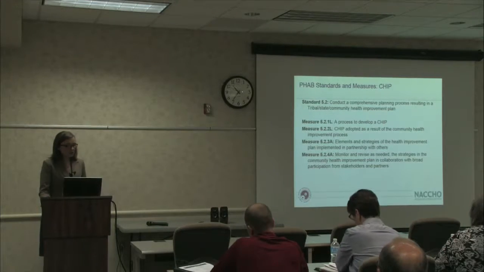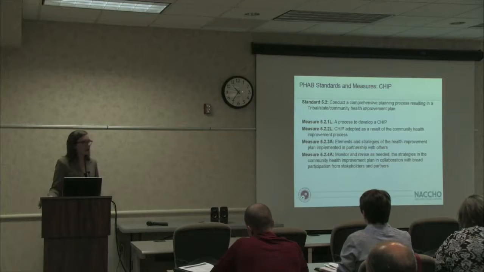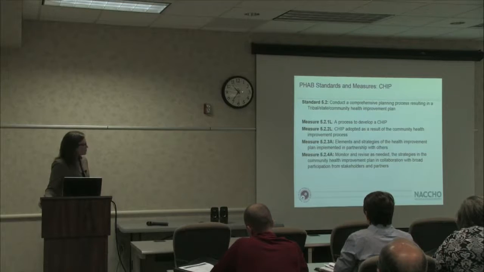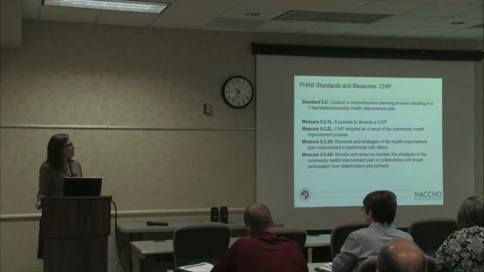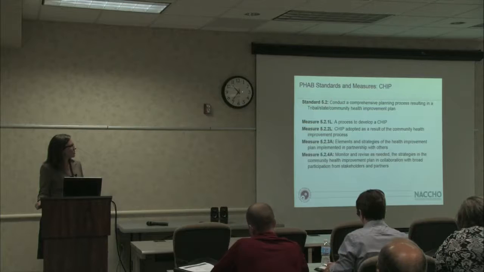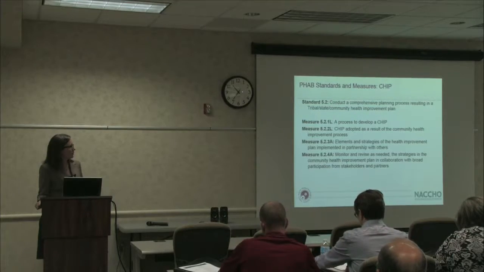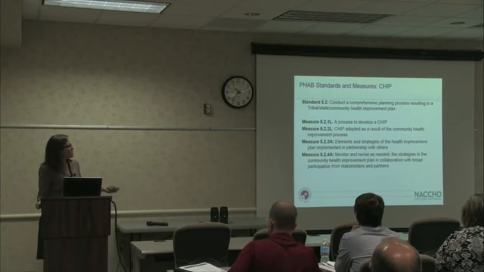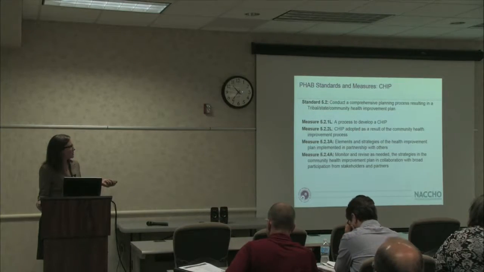So as I said earlier, standard 5.2 is where FAB couches the CHIP. The overall standard is to conduct a comprehensive planning process resulting in a tribal, state, or community health improvement plan. The first two measures here are just for locals, but there are measures for tribal health departments that are very similar. The first measure is to develop a process to develop a CHIP, similar to the last one we discussed. The second measure is the actual CHIP.